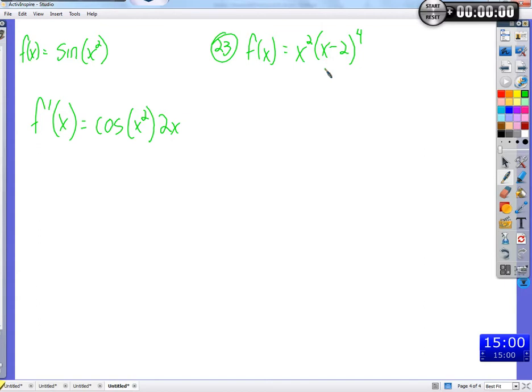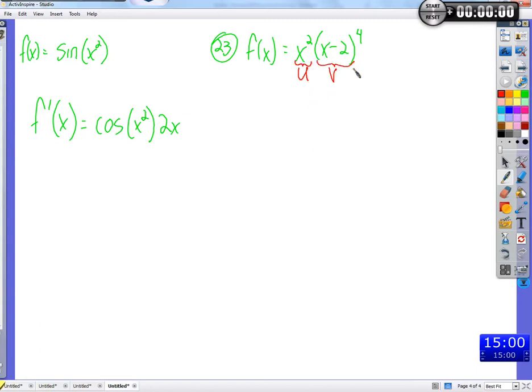The big function, all together, is two functions multiplied together. So we're going to need to take the product rule. Let's call this function u and this function v.